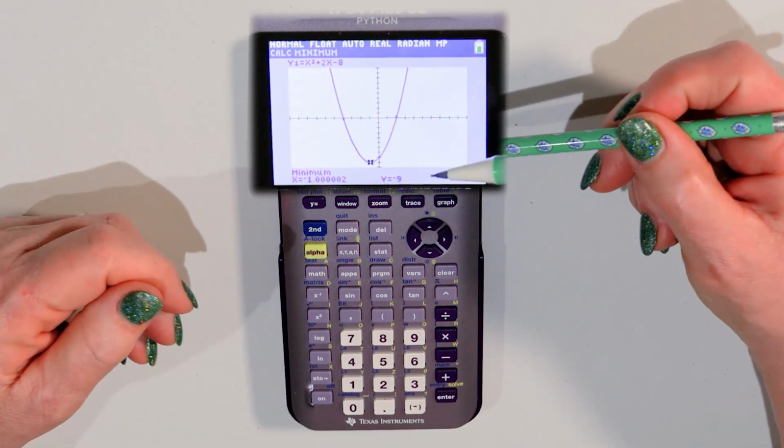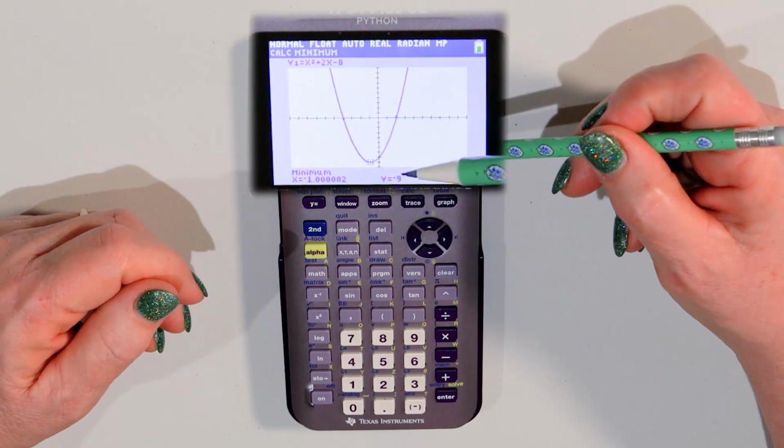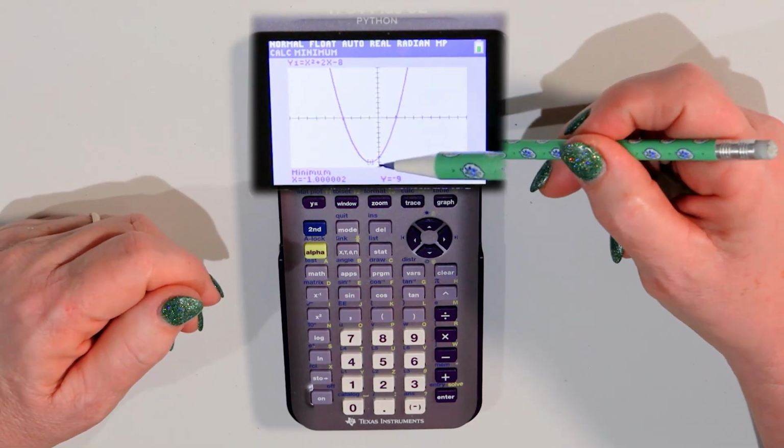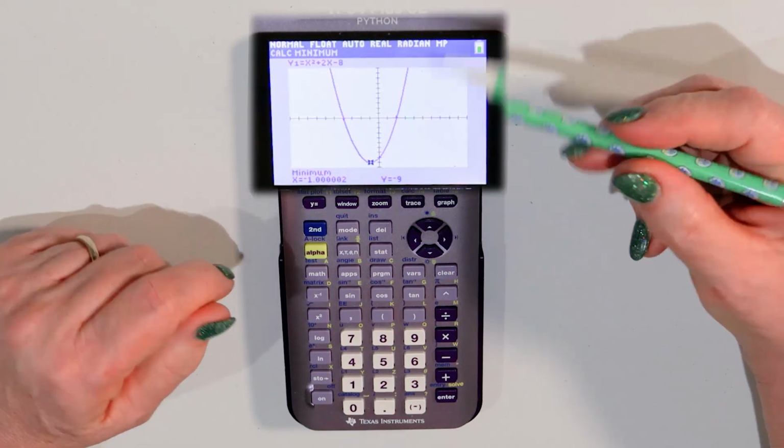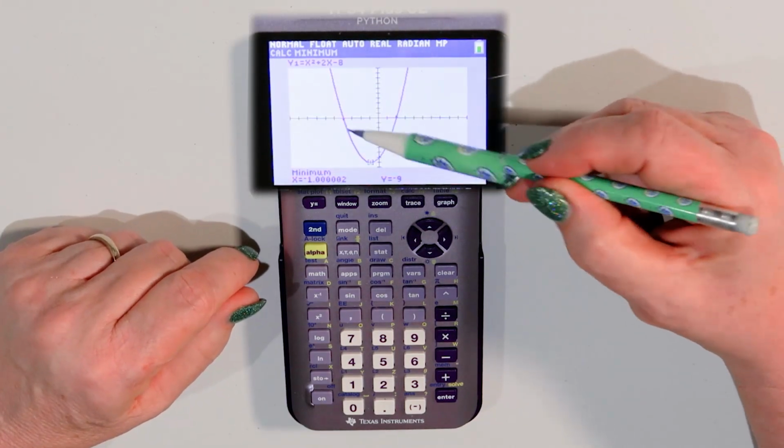Your minimum also tells you your range. So that means on this particular function, my range is going to be y is greater than or equal to -9. Now let's go and find our zeros, okay?